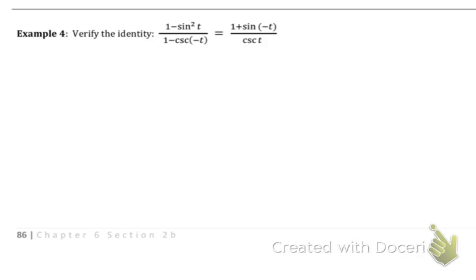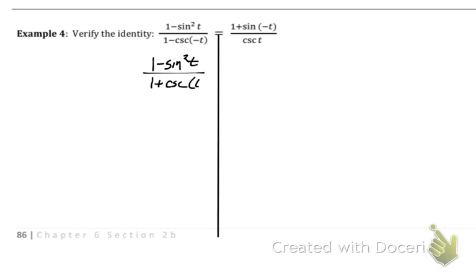All right, last one. This one goes pretty quick. We'll get through it as quick as possible. First thing I'm going to do is get rid of those negative signs. If I have cosecant of negative t, this negative is going to go right in front of the cosecant. So that'd be 1 minus a negative cosecant t. 1 minus a negative is just 1 plus. So we're going to have 1 minus sine squared t over 1 plus cosecant of t.